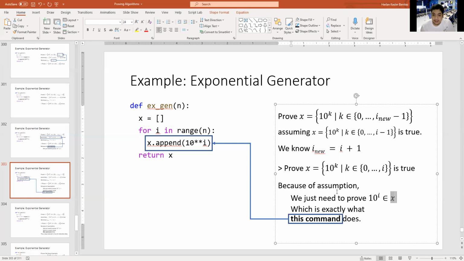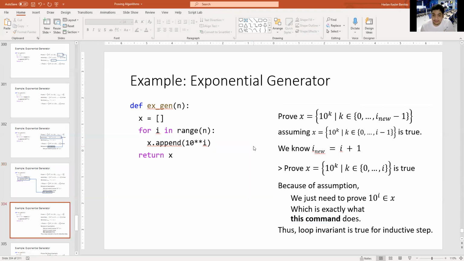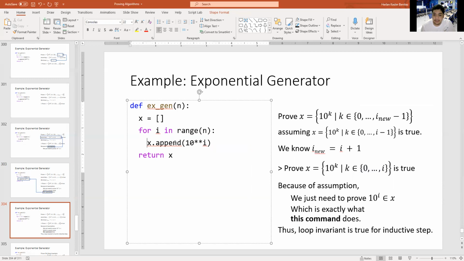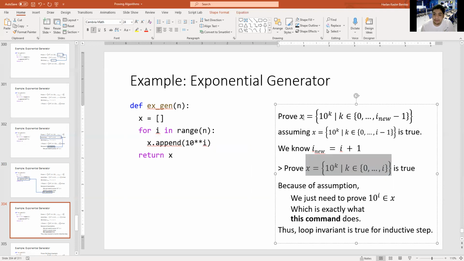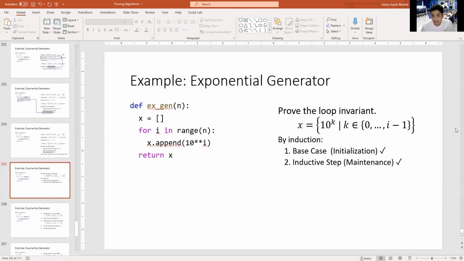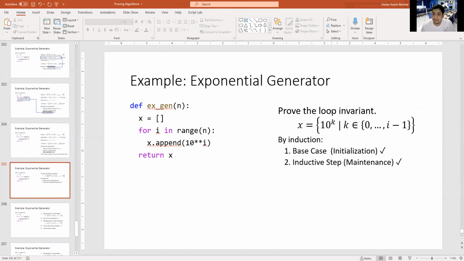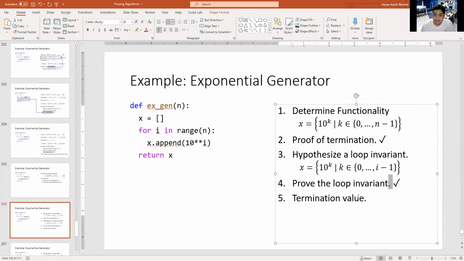Therefore, we prove that the loop invariant is true for the inductive step. So, given yung command na to, and this assumption, we have proven that x contains 10 to the k, where k is from 0 to the new value of i minus 1. So, okay na tayo sa base case, okay na tayo sa inductive step. Therefore, the loop invariant has been proven true. So, okay na sa loop invariant.